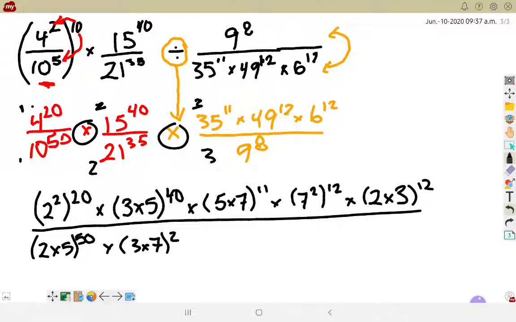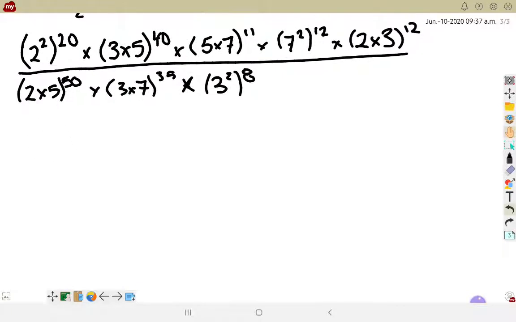Exponent of, oh sorry, here I am writing 21 because I said it out loud. Exponent 35. And then the 9 is the same thing as 3 squared. So that's 3 squared with an exponent of 8. All right, we got something crazy going on here now.